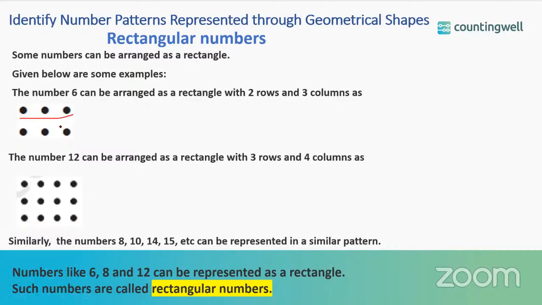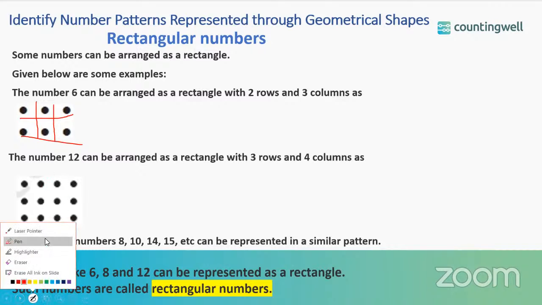So there are 2 rows, 1 and 2. How many columns are there? There are 3 columns, 1, 2, 3. Similarly, the number 12 can be arranged as a rectangle with 3 rows and 4 columns. So we have here 3 rows, 1, this is second, and this is third. Then we have 4 columns, 1, 2, 3, and 4.